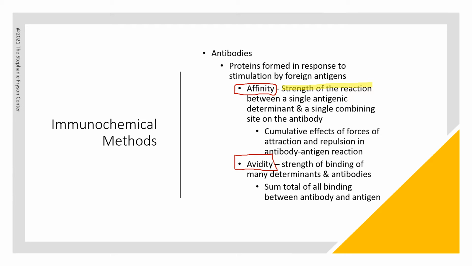So it's a one-on-one reaction and how strong that reaction is. The end result being the forces of attraction and repulsion in the antigen-antibody reaction. Notice I said antigen-antibody reaction. You can also say antibody-antigen reaction. It just depends. The avidity is the strength of binding of many determinants and antibodies. So it is the sum total of all binding between antibody and antigen.